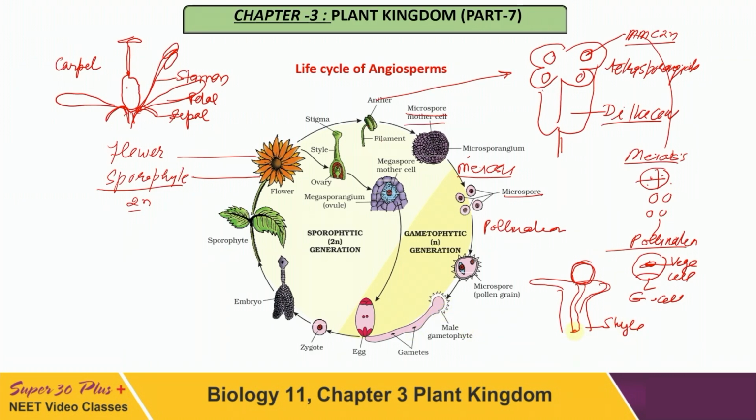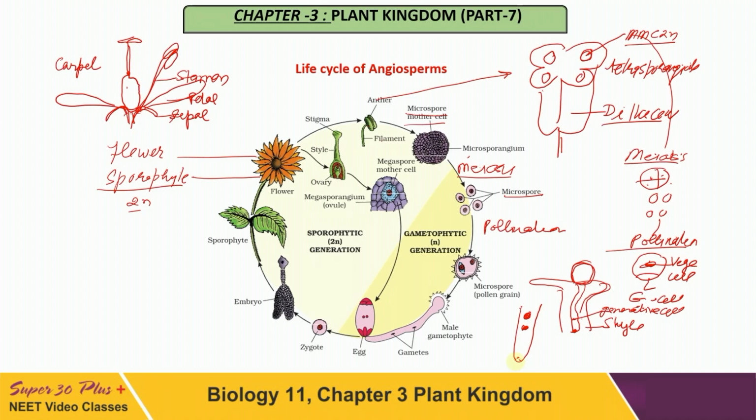That is, the tube nucleus will be at the tip of this, which usually generates, and in time to come, this is followed by the generative nucleus. This one is the generative cell. What happens now? Now in this generative cell, the nucleus will divide and two male gametes will be formed here. These are the two male gametes, right? By this time, this tube nucleus will disappear.